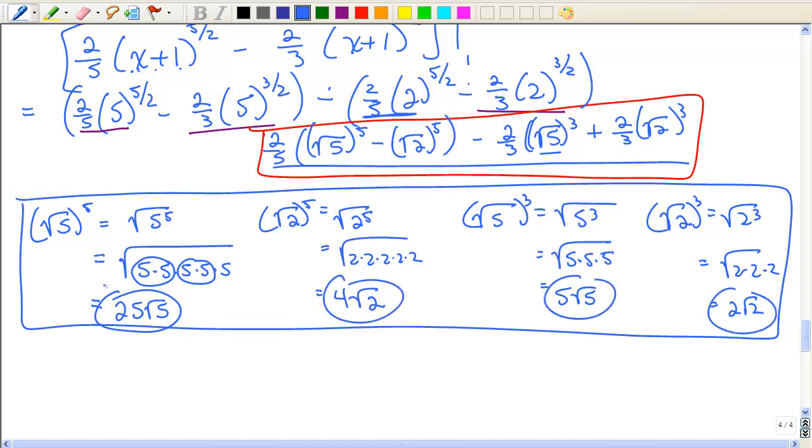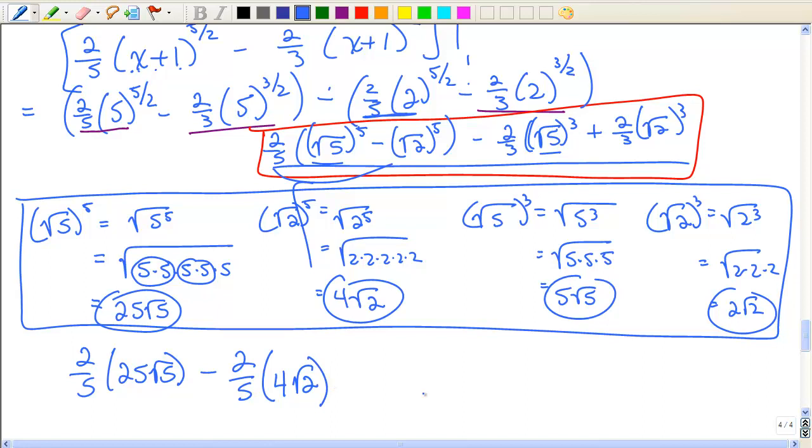Alright, so I've got 2/5 times square root of 5 to the 5th. So that's 25 square roots of 5. Then I've got minus, I'm going to go ahead and distribute there. That's 2/5 times 4 square root of 2. Then I've got minus 2/3 times 5 square root of 5 plus 2/3 times 2 square roots of 2.